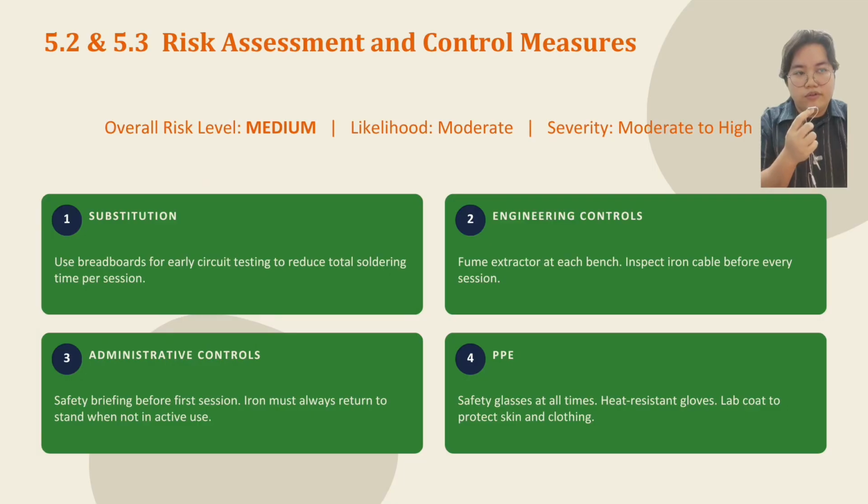For control, we follow the hierarchy. At substitution level, students use a breadboard for early testing to reduce total soldering time. Engineering controls mean having a fume extractor at each workbench and inspecting cables before use. Administratively, students must attend a safety briefing before the first session, and are required to always return the iron to its stand when not in use.